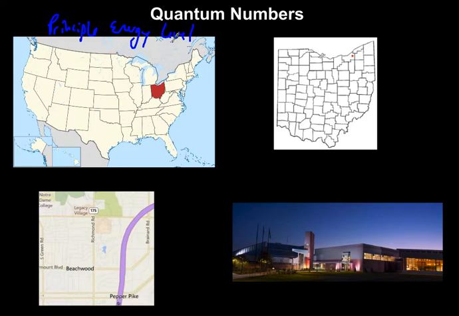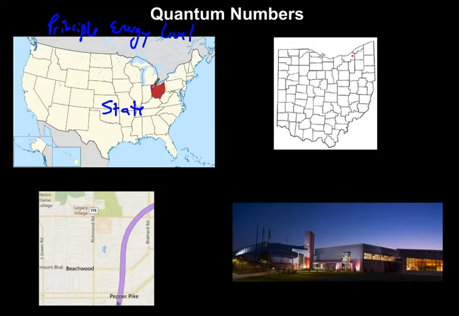When you're saying what the principal energy level is, it's like saying the state of your address. So it's still pretty broad. It's really not giving you a whole lot of information, just a general idea of where you're located. So it'd be like saying that right now we're in the state of Ohio.